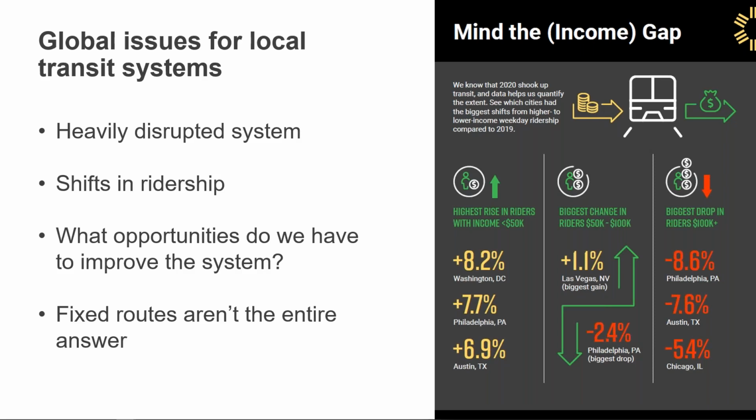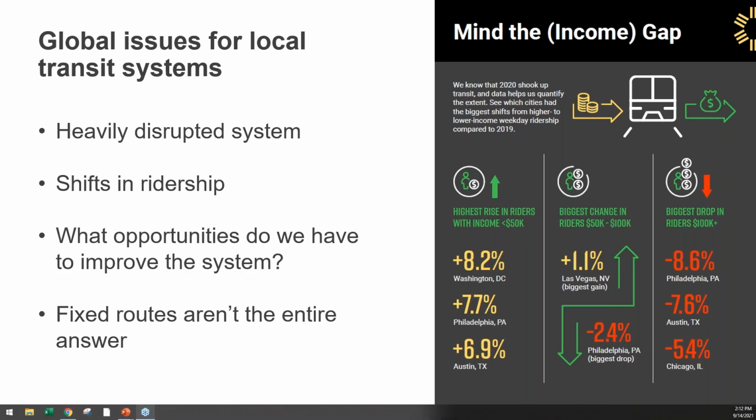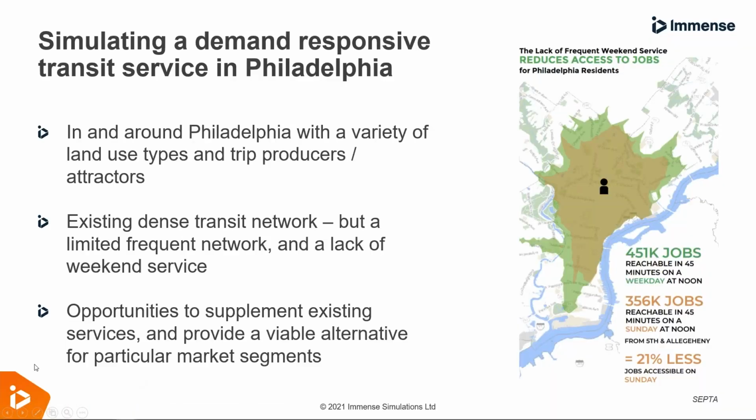Now, historic drops in public transit ridership have tracked quite well with falling gas prices. Now, 2020 is definitely too complicated to draw that sort of conclusion, but it doesn't mean that we don't need to look for opportunities to improve the system, and particularly opportunities where fixed routes might not always be the answer. If we go on to the next slide, I'll talk a little bit more about Philadelphia itself.